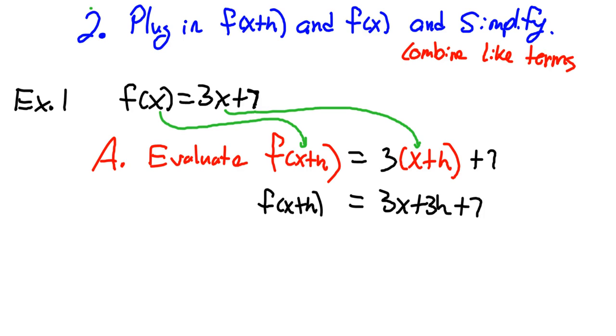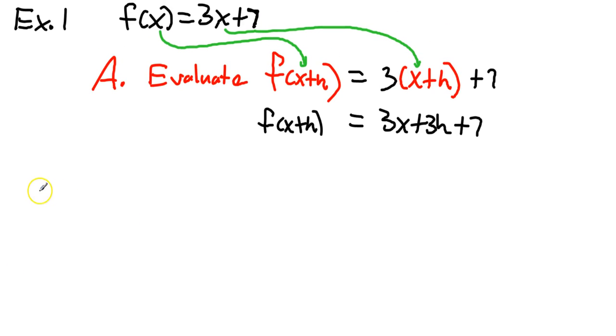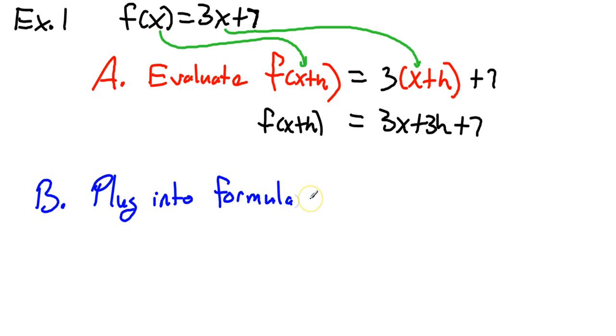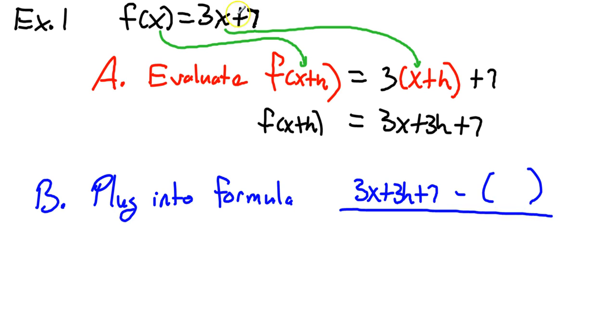Okay, so we've got part A, so now part B is you're going to plug everything in. We had f of x plus h, so that's going to be the 3x plus 3h plus 7. And then it's minus f of x. Now, the key thing is when you do minus f of x, it's got to be minus the whole thing, which was back here, the 3x plus 7. And that's over h.